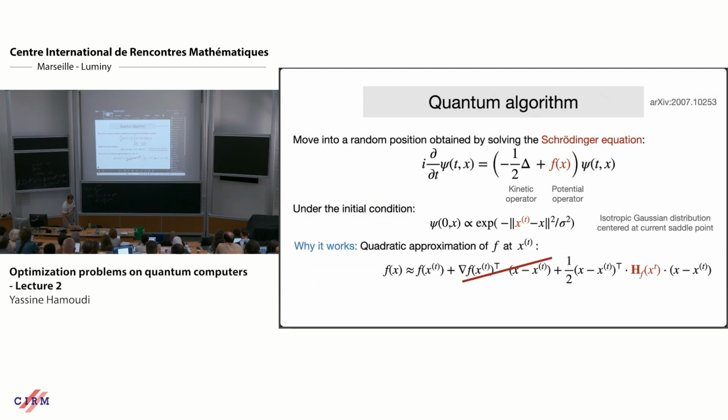And just to give you an idea of why it works, the idea is, again, to look at a Taylor approximation. Now we look at the second order approximation centered around the saddle point. There is a first order term which corresponds to the gradient. And this term is equal to 0 because by definition we are stuck at the saddle point. Now the second order term contains information about the Hessian.